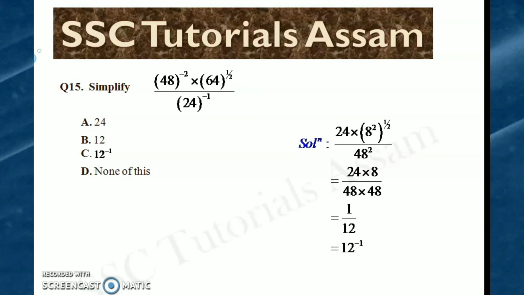Since 1 by 12 is not given in the options, we can write it as 12 to the power minus 1. So 1 by 12 equals 12 to the power minus 1. Option C is the correct answer.